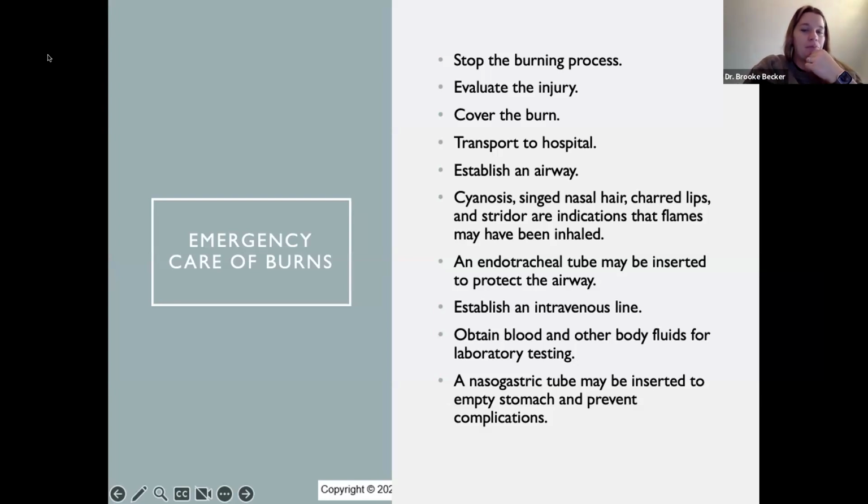You're also going to establish an IV line really quickly because these kids are going to need fluids, blood work, and assessment of other body fluids and lab testing as needed. They may also need an NG tube, because if it was a chemical burn, some of that chemical could still be within their stomach. So we're going to try to get that out of their stomach.